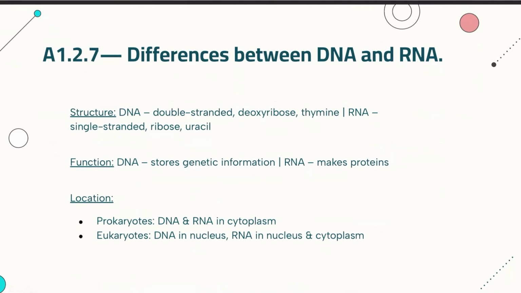Now we will look at the differences between DNA and RNA. DNA and RNA have some similarities, but their structures are quite different. DNA is double-stranded with deoxyribose sugar and the base thymine, while RNA, on the other hand, is single-stranded, contains ribose sugar, and uses uracil instead of thymine. Their functions are also different. DNA stores genetic information for the entire organism, while RNA helps carry out this information by making proteins. In terms of location, both DNA and RNA are found in the cytoplasm of prokaryotic cells because they don't have a nucleus. However, in eukaryotic cells, DNA is stored in the nucleus, while RNA is made in the nucleus but travels to the cytoplasm to help with protein synthesis.